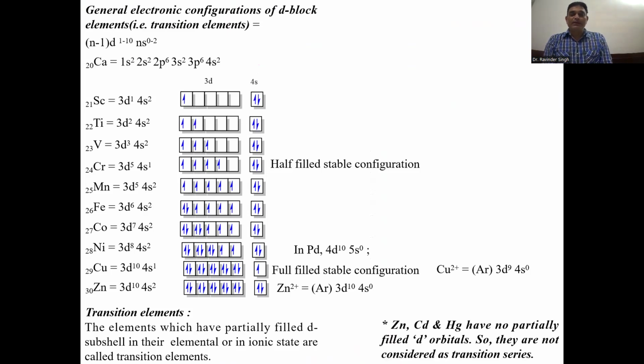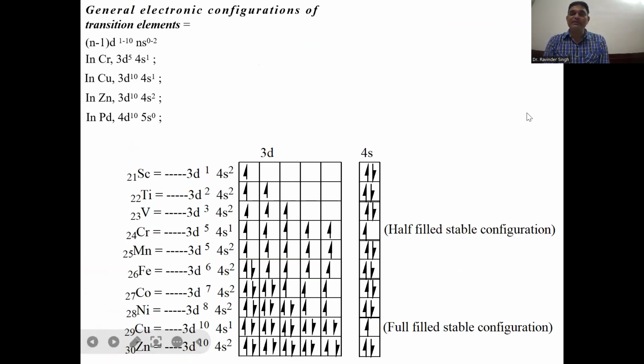Next, as I have already told you, zinc, cadmium and mercury: below zinc in the d block is cadmium, and below cadmium is mercury. In all these elements there is no partially filled d subshell or d orbitals, so they are not considered transition series elements. The liquid metal in the d block elements is mercury.